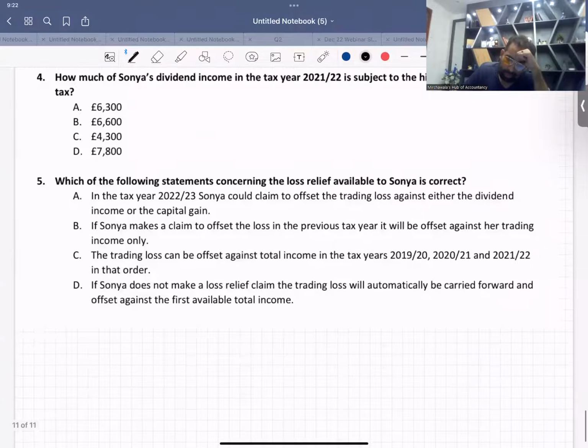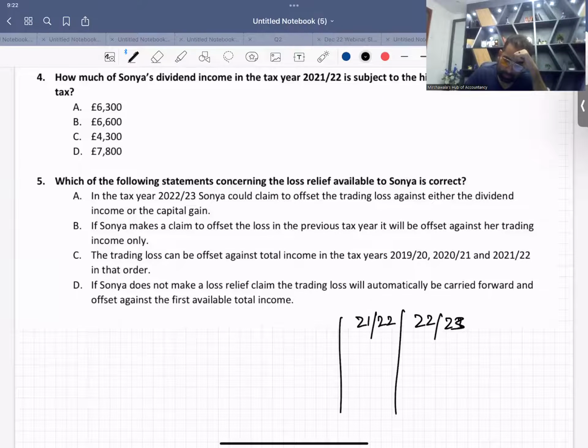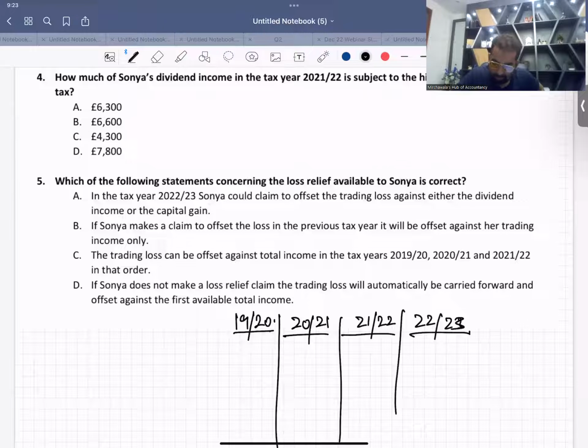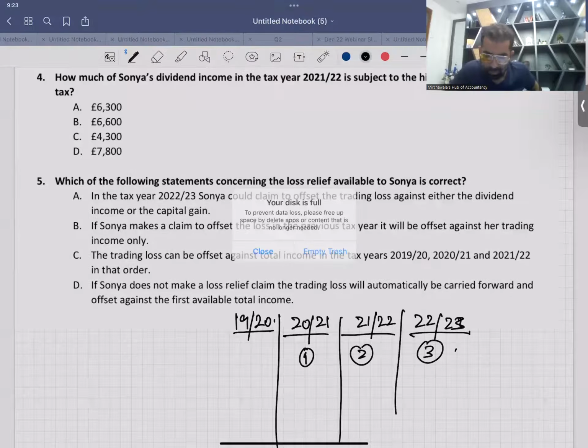So they are expecting a loss in 22-23. This is 21-22. This is 2021. This is 19-20. Now wait. This is the first year of business, this is second, and this is third. Hope you remember early years of losses. Do you guys remember early years of losses?